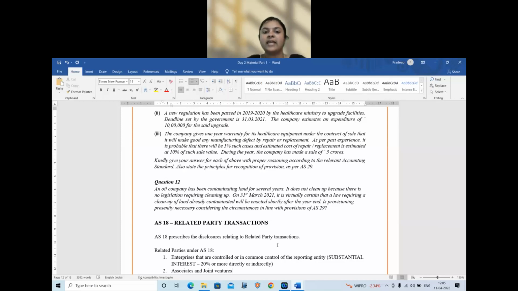They are saying that in the future there is going to be a law that is going to come up which will mandate the cleaning process. Probable obligation. Therefore, is provisioning required? No. Since the obligation is not present as on 31st of March, provisioning need not be created. And you can stop your answer with that.